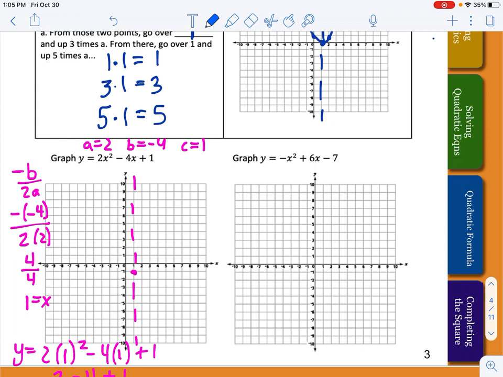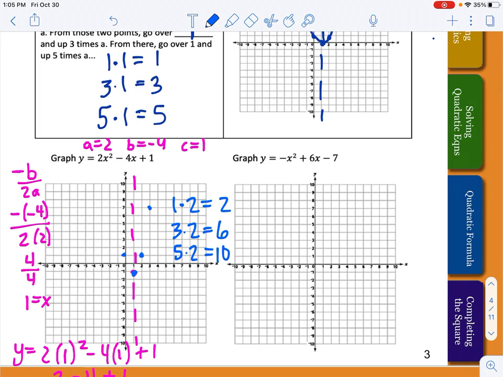So I just say that 1 times 2 will equal 2. And 3 times 2 will equal 6. And 5 times 2 will equal 10. Now we can't get all of these in there just because we would be off of our graph. So I'm going to start from our vertex point and go over 1, up 2, symmetric. Then from the new points, I'm going to go over 1 and up 6.